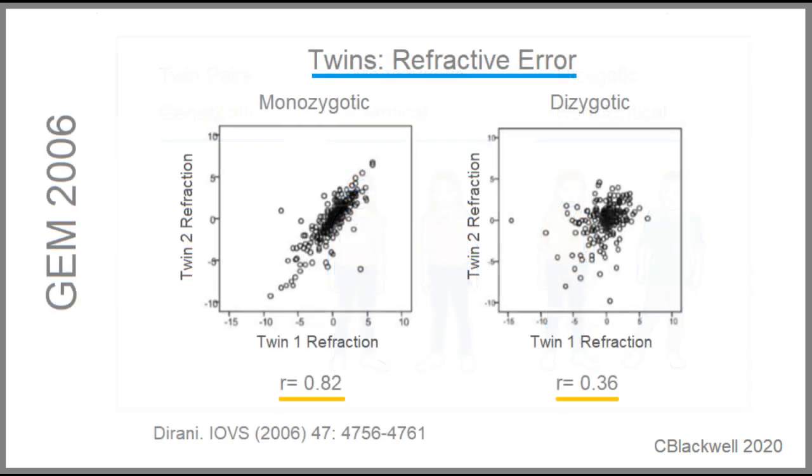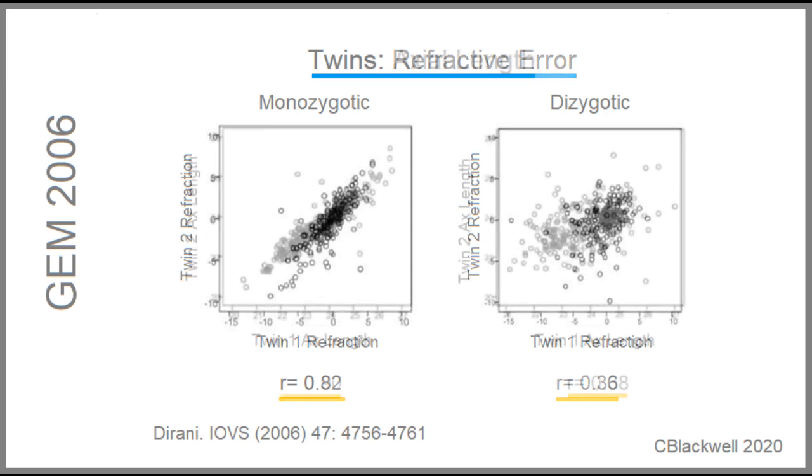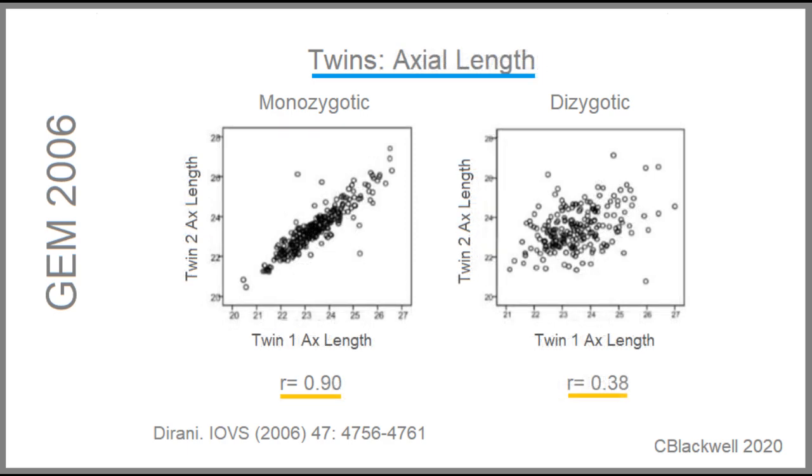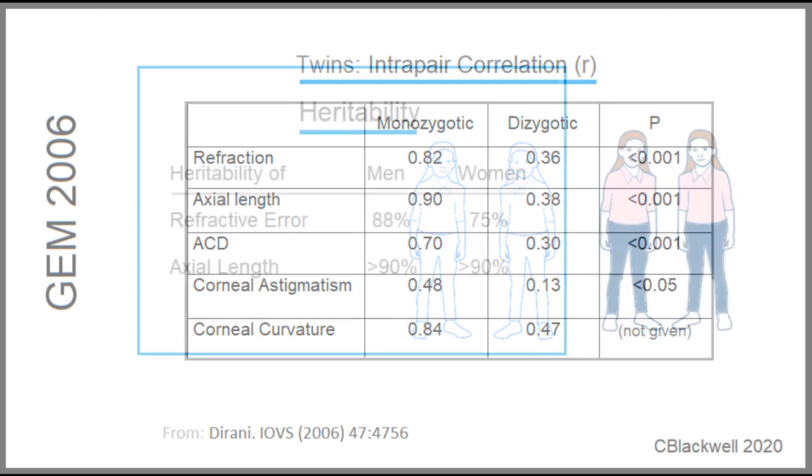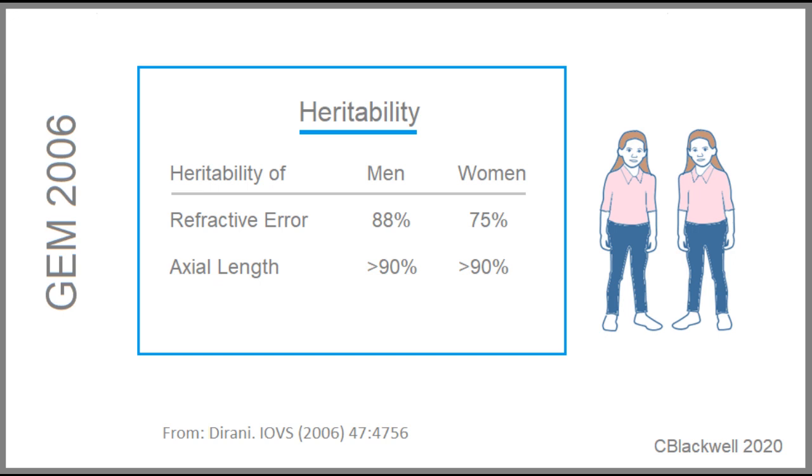These graphs show correlation of refractive error within the twin studies for the two twin types. Monozygotic twins have a very strong correlation in refractive error, whereas dizygotic twins are much less likely to have a close refraction. The same holds true for axial length, as well as anterior chamber depth, corneal curvature, and corneal astigmatism. By genetic modeling, they report the heritability of refractive error as 88% for men and 75% for women. This was the basis for the long-term dominant view that genetics controlled myopia development.